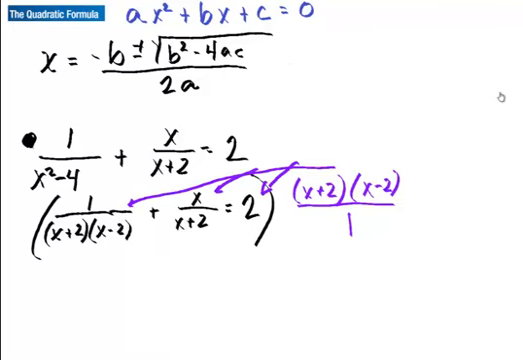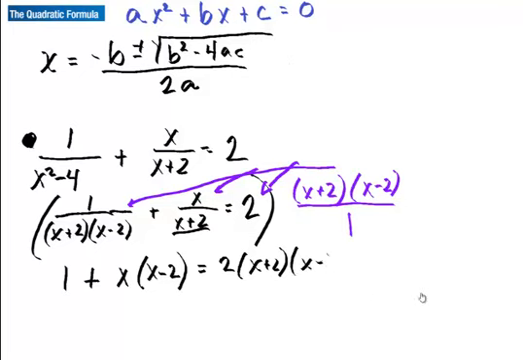Well, the first term is really nice because all of that cancels. So that first term is just a 1. Second term, this x plus 2 is the thing that cancels, leaving me with x times x minus 2. Then equals 2 times all that stuff. Whoa, that's so ugly. 1 plus x squared minus 2x equals, multiplying that out, 2 times x squared minus 4.